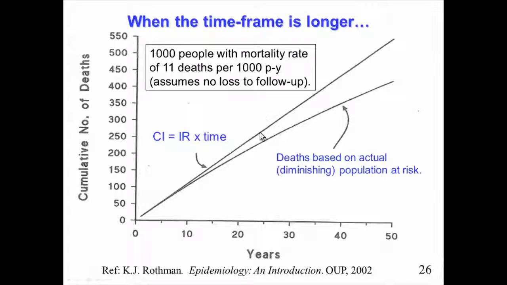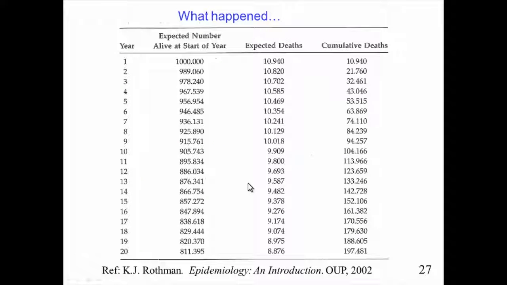So the next slide basically shows what happens. Here we have the base population starting at 1,000 people, and at the rate of 11 deaths per year, this population is diminishing. So the expected number of deaths based on the incidence rate is applied to the diminishing population, and so the cumulative deaths is less than would be predicted by the straight line equation. That's why cumulative incidence and incidence rate have that simple relationship only over a short time period.